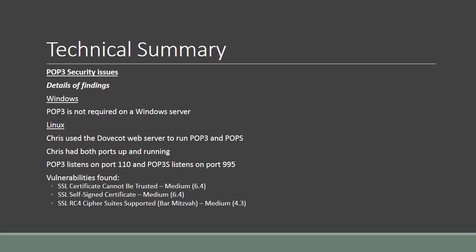Alright, POP3 security issues. Windows does not require POP3. For Linux, Chris used the Dovecot server to run POP3 and POP3S. Chris had both ports up and running, and POP3 listens on port 110, POP3S listens on port 995. Vulnerabilities found: SSL certificate cannot be trusted, SSL self-signed certificate, and SSL RC4 cipher suites supported.